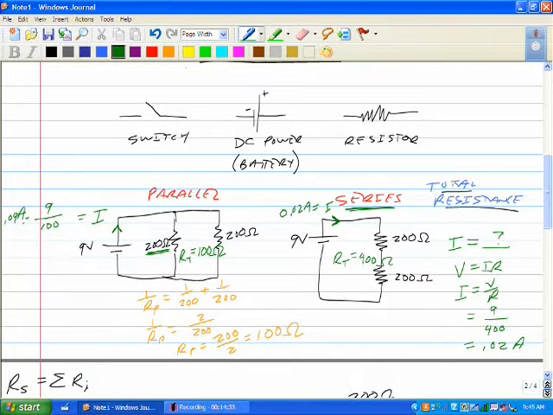A is 0.09, B less than 0.09, C greater than 0.09, D cannot be determined. Cannot be determined. All right, where are my A's? Oh, okay. So you're saying it clearly can't be equal to 0.09 because they're not in series.